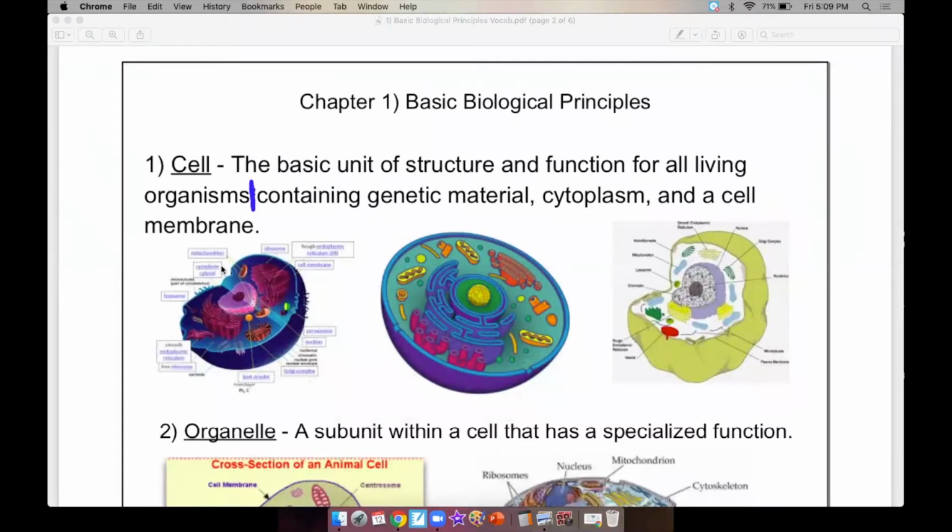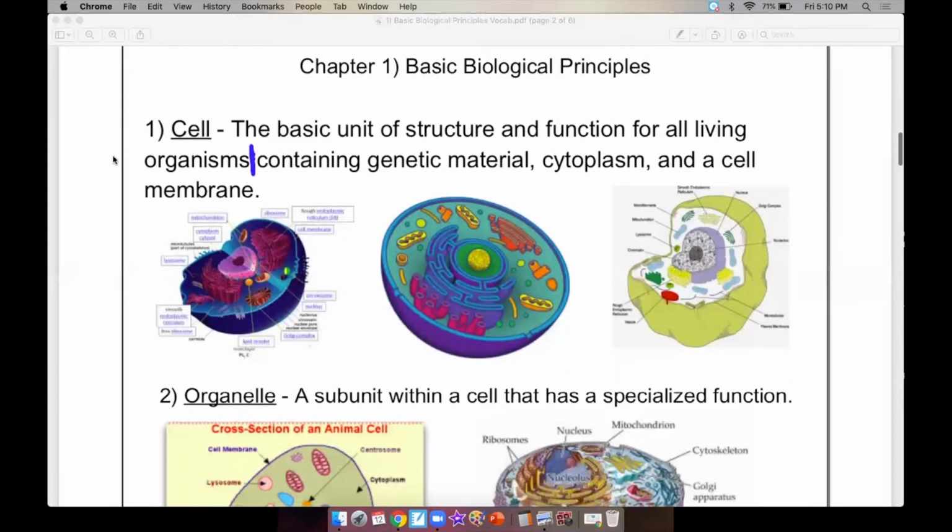All right, we are in chapter one, the basic biological principles. We are now starting vocab. Right? And this chapter is going to be covering a little bit of everything for this entire year. So all year long, you will be seeing things that you get from this vocab list or the upcoming notes. The first word is cell. You just saw pictures of cells in my recap there, my preview.